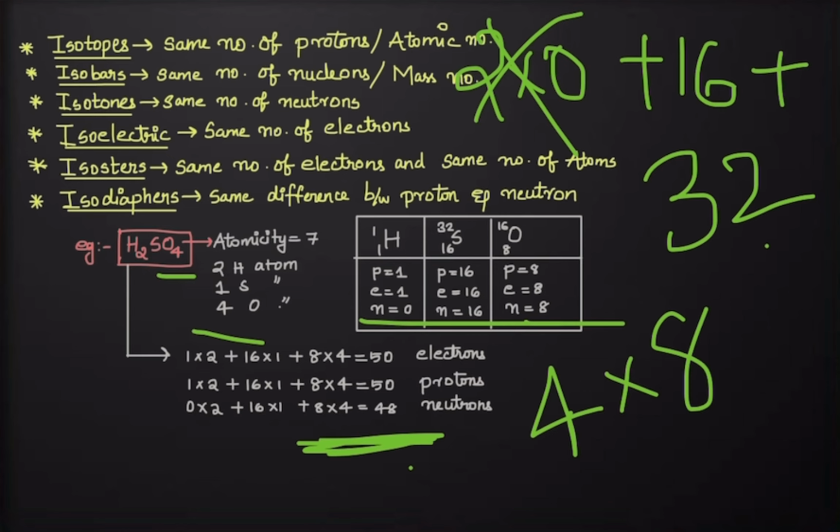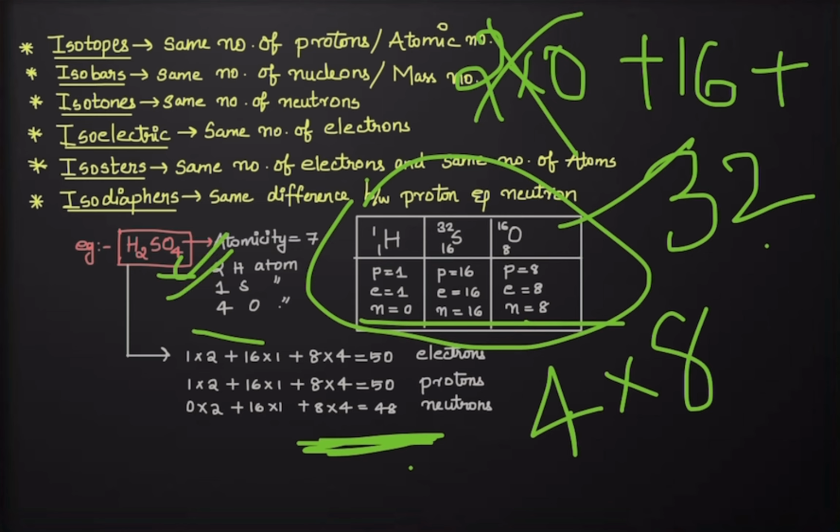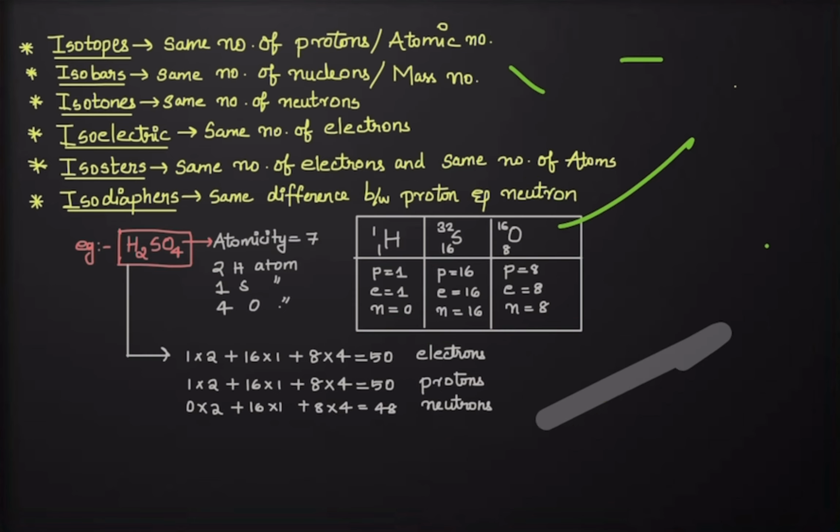So this is the way to find it. Firstly, you have to write H 1 1, sulfur 32 16, and oxygen 16 8, and find the number of neutrons, electrons and protons in the individual atoms. Then find the number of each atom, that is 2 hydrogen, 1 sulfur and 4 oxygen, and find the total number of electrons, protons and neutrons. This is the way to find it.